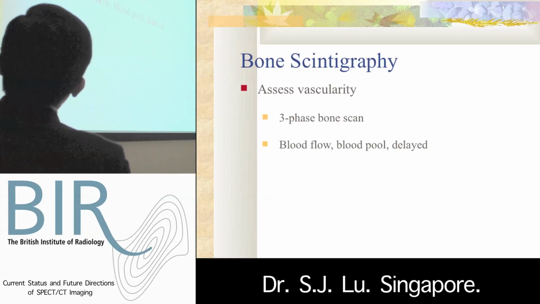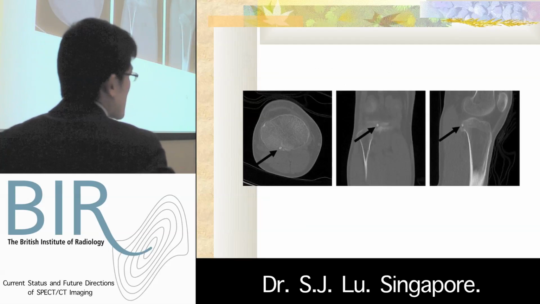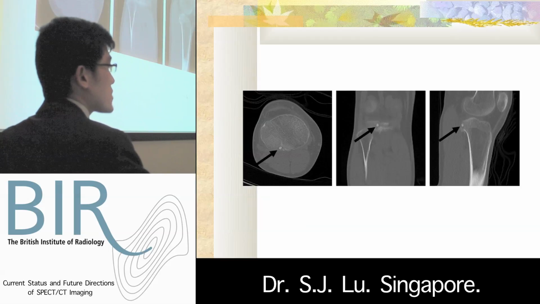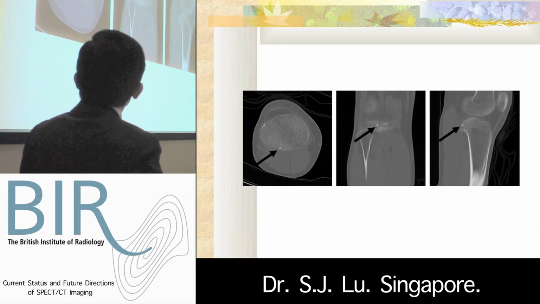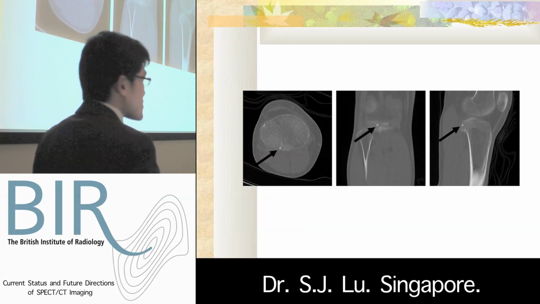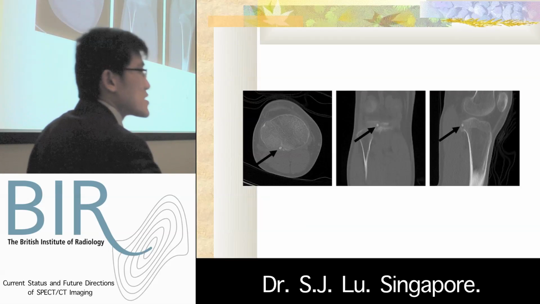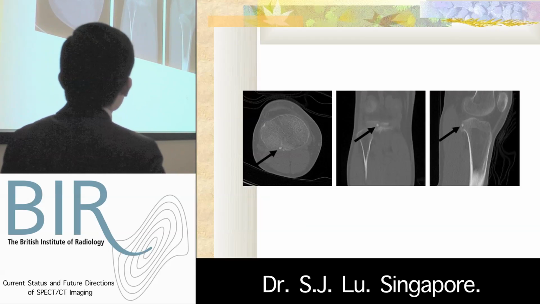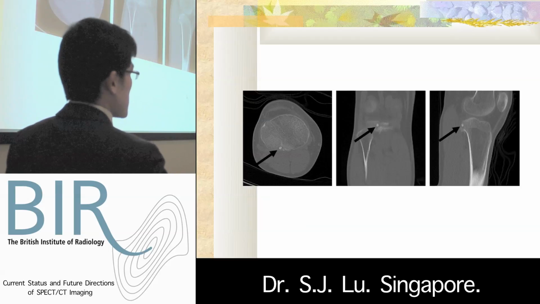The bone scan is able to assess vascularity as well, which is useful. As we can see in this case, this is a young patient with knee pain, no history of trauma. X-rays were normal. So CT scan shows a sclerotic focus in the proximal tibia at the posterior aspect. So is this an osteoid osteoma? The CT features are not the common typical features of osteoid osteoma. There is no periosteal reaction, and it's found in the medulla instead of the cortex. So is this an atypical osteoid osteoma?